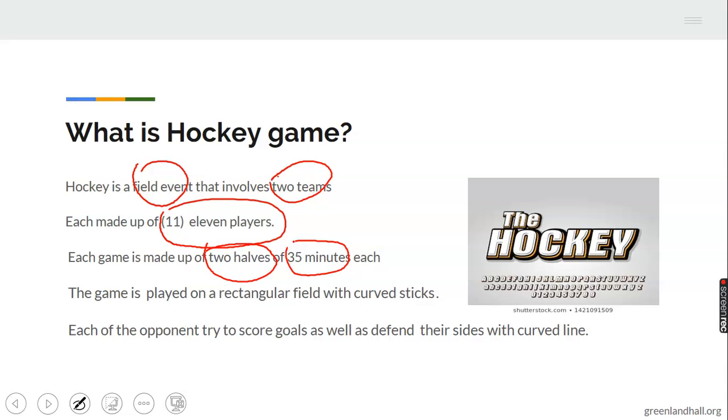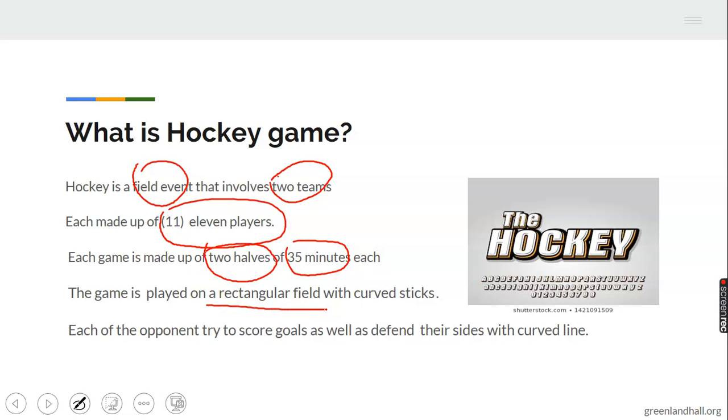Yes, 70 minutes is equal to what in hours? Let's convert it quickly. You're very good in mathematics. We did conversion of time some time ago. So 70 minutes will give us how many in hours? Since 60 minutes is 1 hour, and we have 70 minutes, it will be 1 hour, 10 minutes. Good. So the game is for 1 hour, 10 minutes, and then the game is played on a rectangular field.